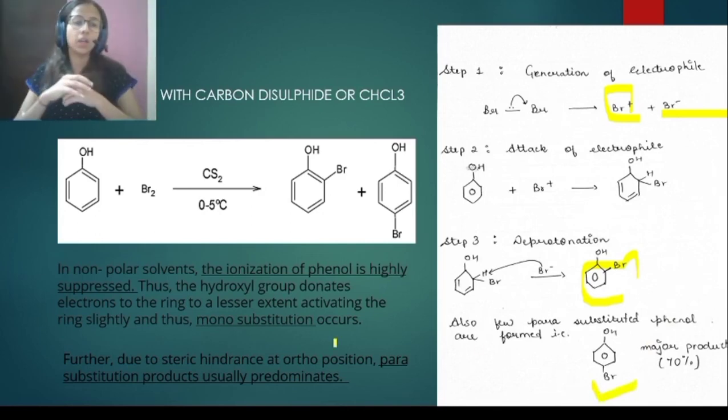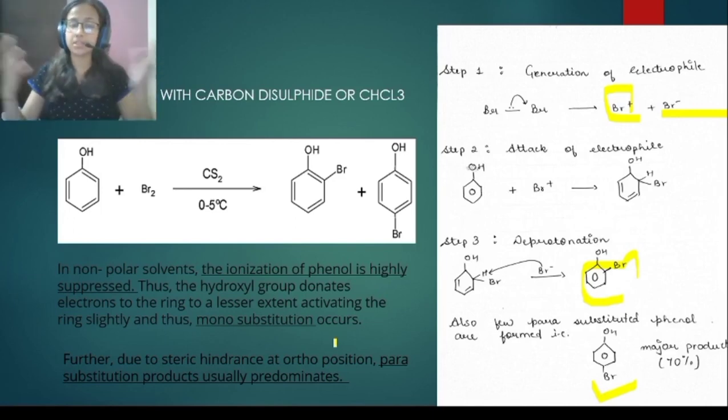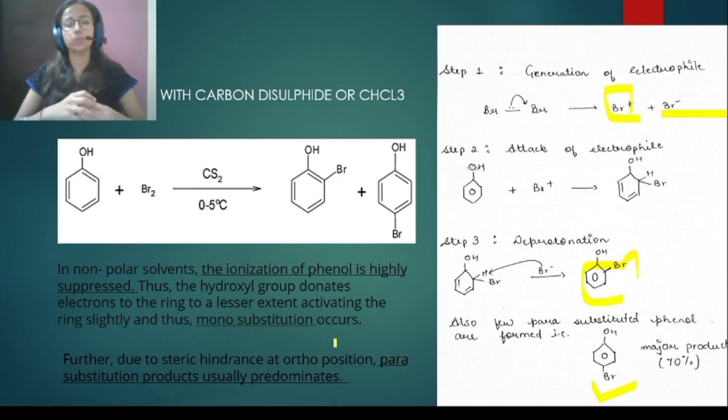In non-polar solvents, the ionization of phenol is highly suppressed. We know that these two reactants are non-polar, and here the ionization of phenol is highly suppressed. That means phenol hardly gets ionized. In the previous example, we saw that the O negative ion, the phenoxide ion, was formed, but here there is no such thing visible. So the hydroxyl group donates electrons to the ring to a lesser extent, activating the ring only slightly, and thus monosubstitution occurs. Further, due to steric hindrance at the ortho position, the para substitution product usually predominates.